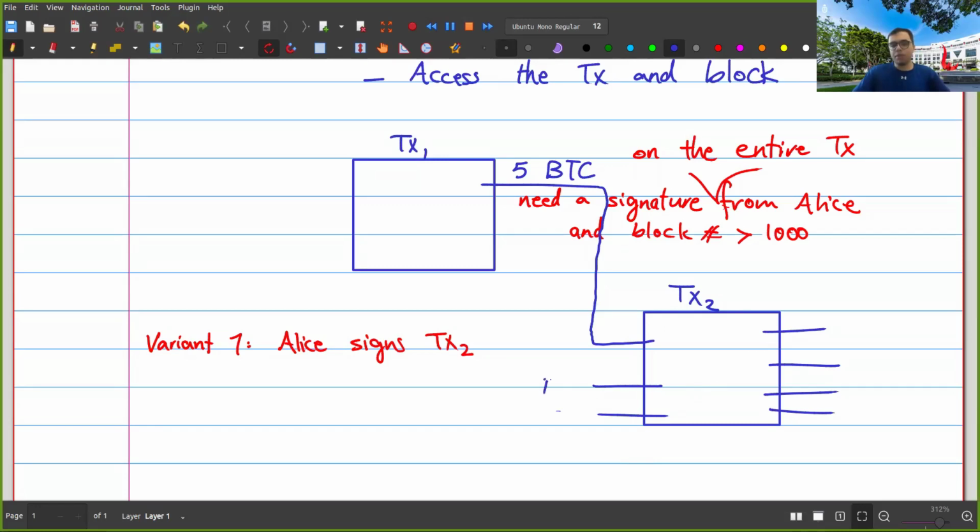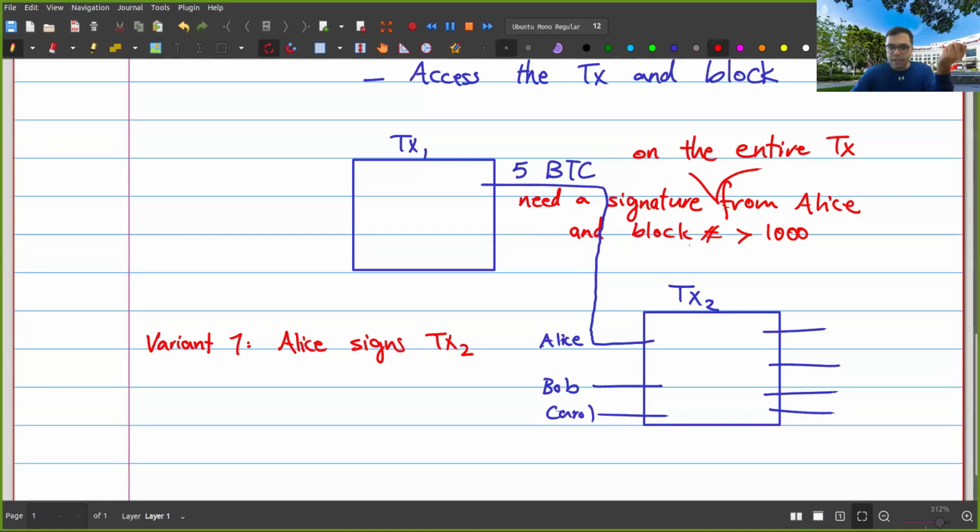So maybe Bob is contributing this one. Maybe Carol is contributing this one, and so on, right? So this one came from Alice. Now, if I say that Alice should sign over the entire transaction, this means that Alice should know the entire transaction. Alice should know exactly which output or which coin Bob is using as this input, right? But maybe that's just too much. Maybe they don't want to have that much communication.